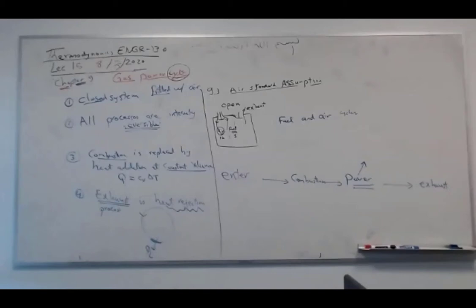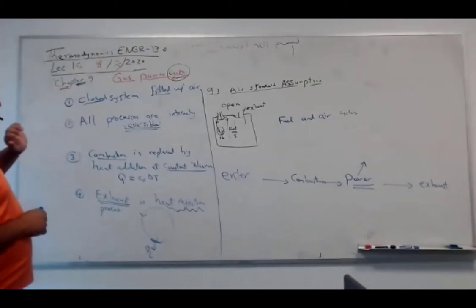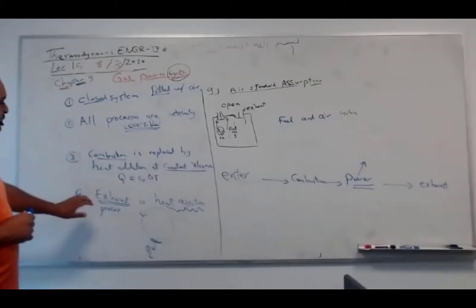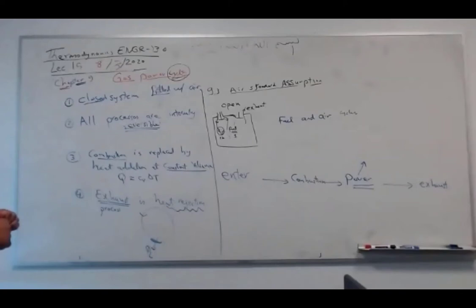Any questions? Any question, guys? In these assumptions, we assume a closed system. All processes are reversible. Combustion is heat addition at constant volume. Exhaust is heat rejection process. Heat addition and heat rejection, like Q high and Q low, to be similar to what we have done before. Okay, guys?